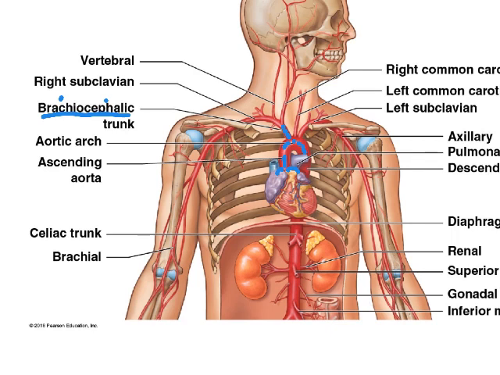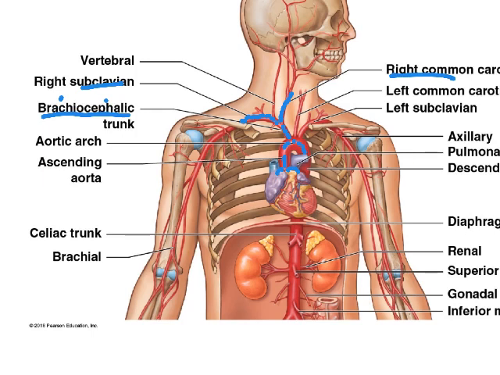So that's that first part. It's going to then split into the right common carotid, and that's going to go up and feed the face and head and neck, and the right subclavian, which is going to feed the upper extremity and part of the chest. All right, so one brachiocephalic trunk turns into the right subclavian and the right common carotid.